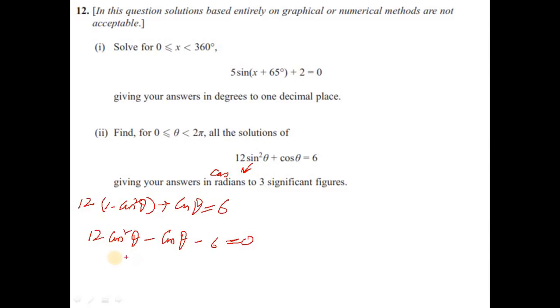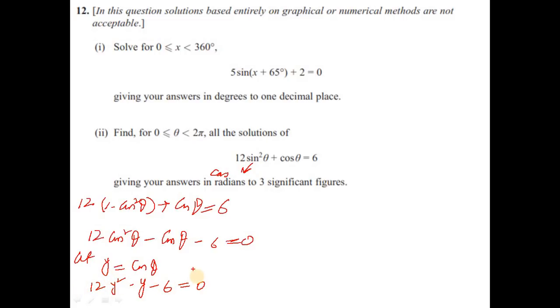If you don't understand, you can replace this cos with some other variable. So let's say let y is equal to cos theta. If you do that, you can write 12 y square minus y minus 6 equal to 0. You can even assume some variable x equal to cos, so this equation will be 12x square minus x minus 6, it doesn't matter. Now it is an algebraic equation or a quadratic equation.